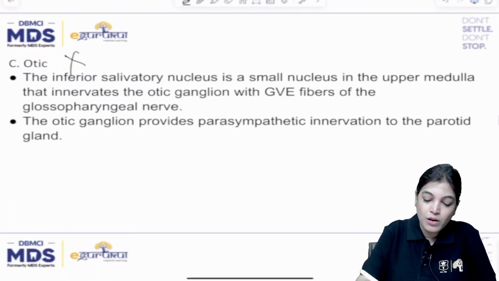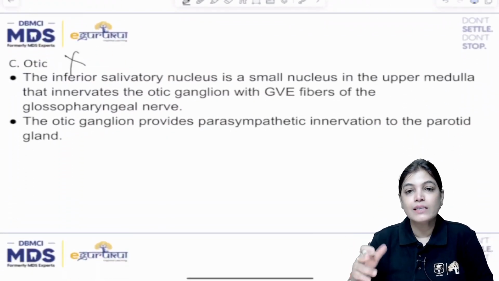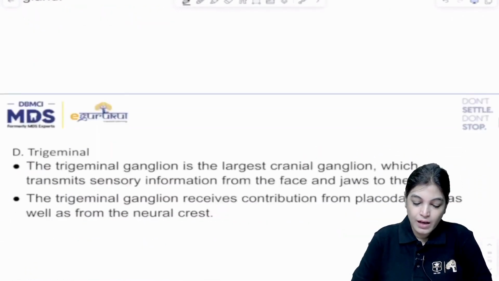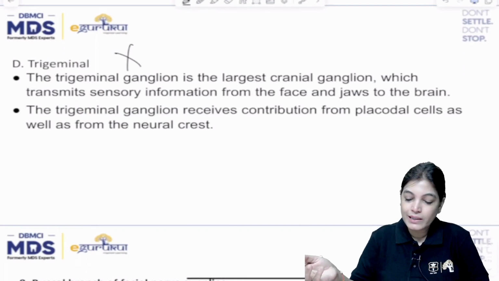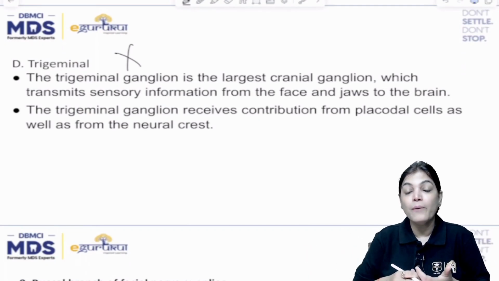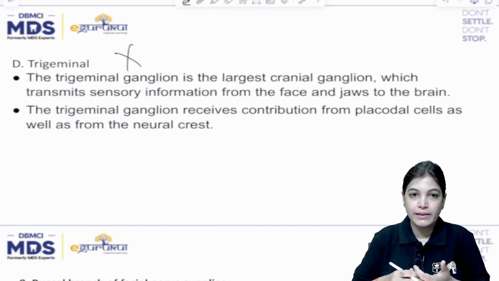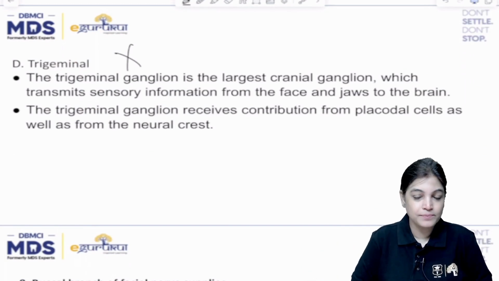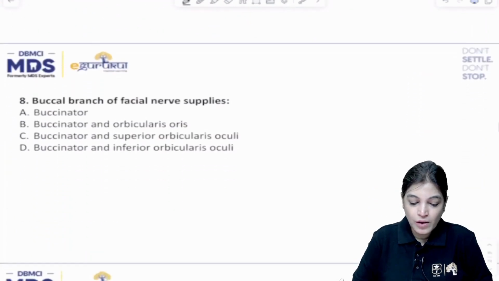Otic ganglion is also wrong because otic ganglion is related with the secretions from the parotid gland, not from the lacrimal gland. Trigeminal ganglion की बात करो तो it is the largest cranial nerve ganglion. It is also not related with that of the secretions from the lacrimal gland. So it is also wrong. We will go with pterygopalatine ganglion as the right answer. Let's move on to the next question.